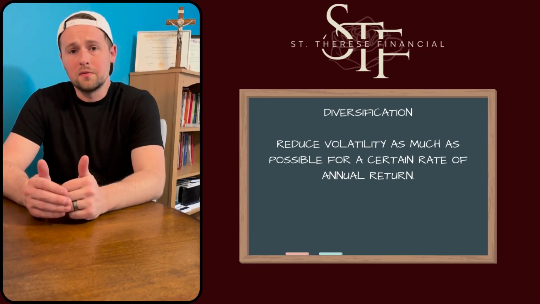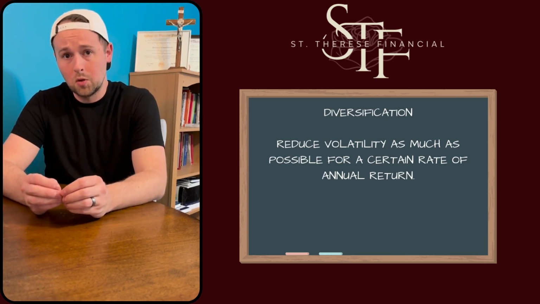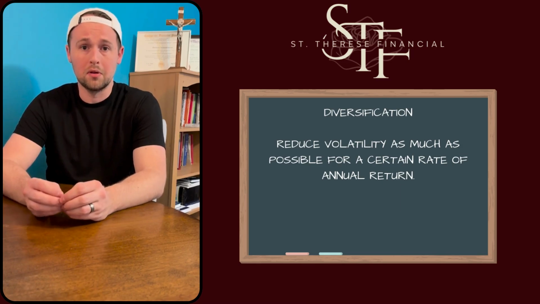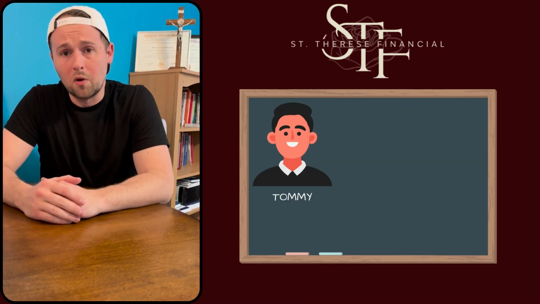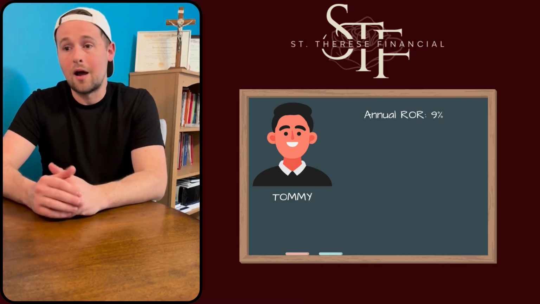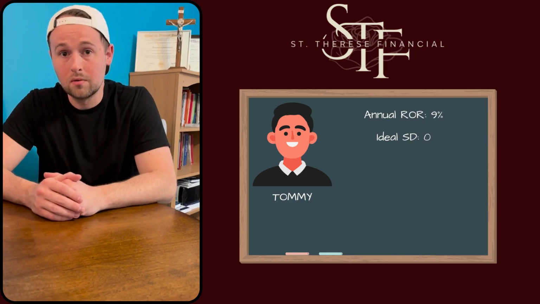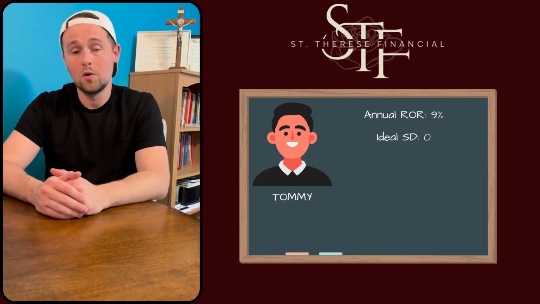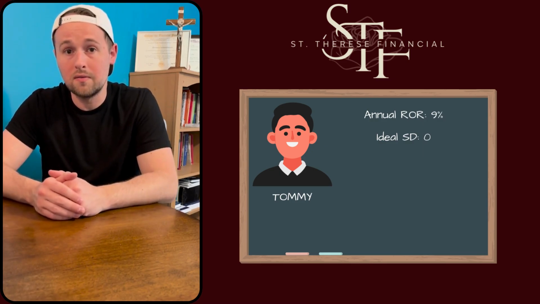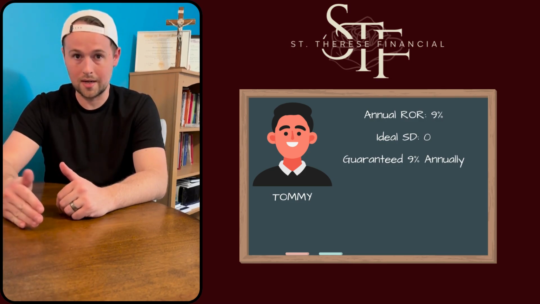The theory behind diversification is to reduce the volatility for a specific annual return as much as possible. For example, Tommy wants his portfolio to achieve an annual rate of return of 9%. Now, ideally, he would like to have a standard deviation of 0, or a volatility of 0, which basically means that he's going to achieve a 9% annual rate of return every single year without any swings.